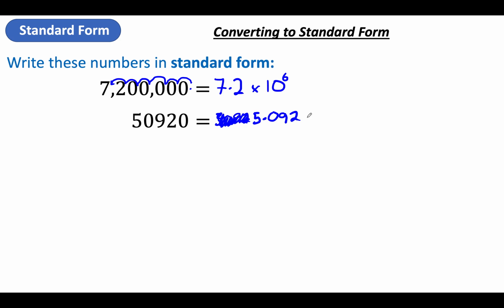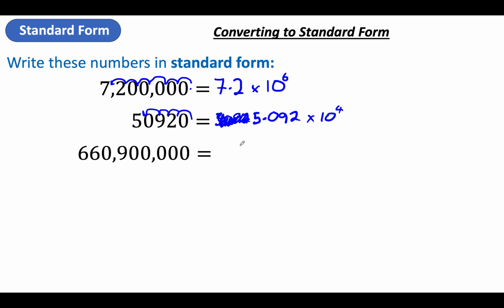5.092, just to be a bit clearer. And times by 10 to a power. How far has my decimal place moved? Well, it's moved 1, 2, 3, 4 places. My number has shifted, so it's 10 to the power of 4. It's really 4 places bigger than 5.092.